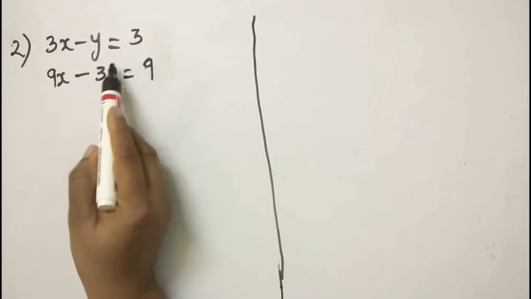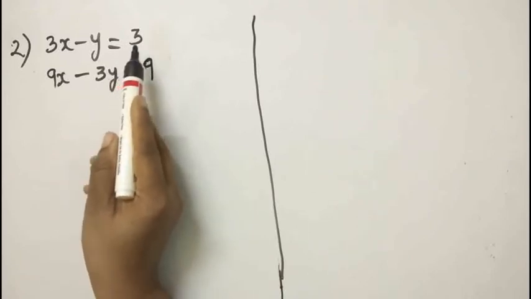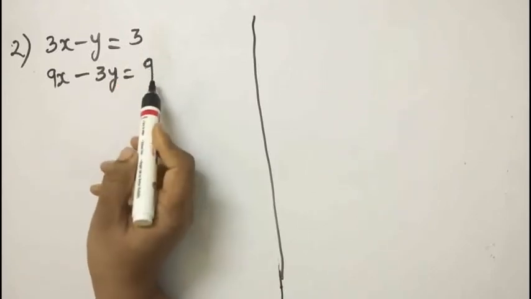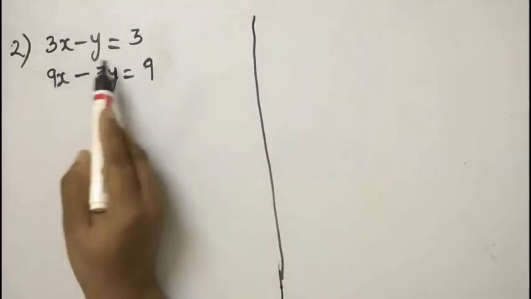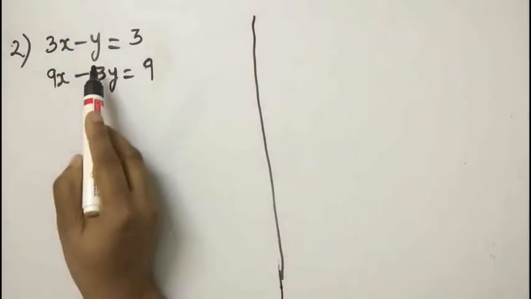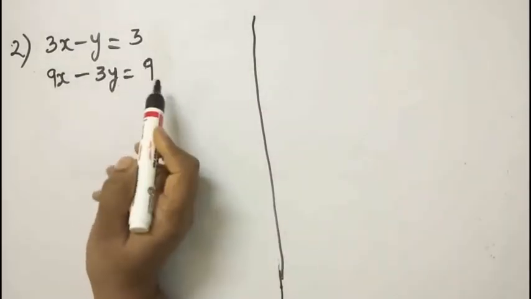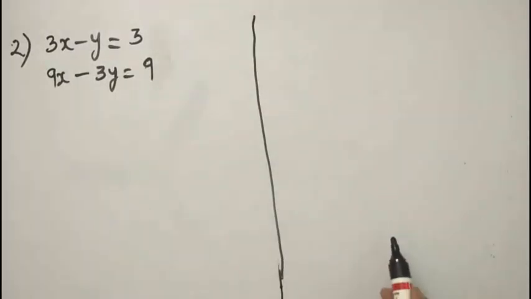Now let us go to c1 by c2. Here it is 3, here it is 9. 3 by 9 is nothing but 1 by 3. So the ratios all are equal. a1 by a2 equal to b1 by b2 equal to c1 by c2. So they are coincident lines. Coincident lines means, as we studied, after solving the equations using the substitution method, you will get LHS equal to RHS, but you won't get the value of x and y. So let us solve now.